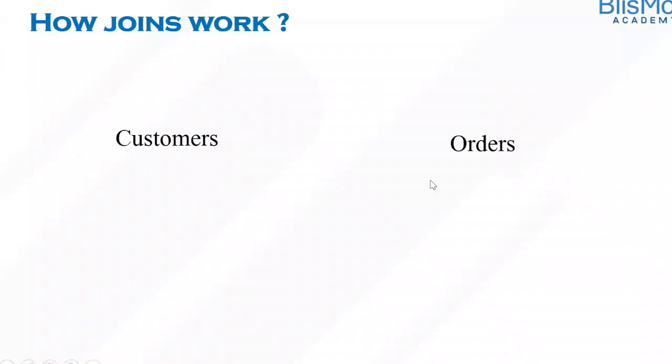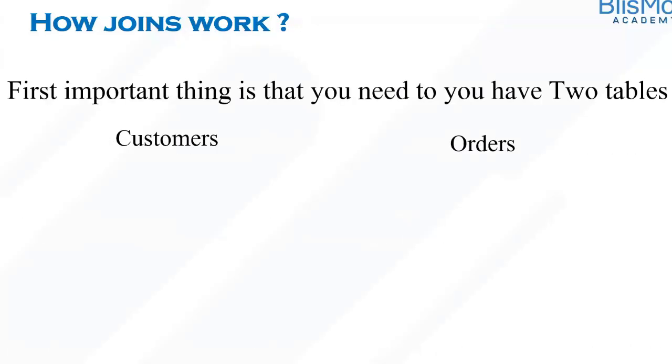So let us understand how joins work. Let us say we have these two tables. First and foremost thing in joins, which I have already told, I am reiterating now: you need to have two tables to join. If you don't have two tables, you cannot join. But there is something called self-join, where you are joining one table with the same table. That means you have two tables. In most cases, we need two tables to join them together.